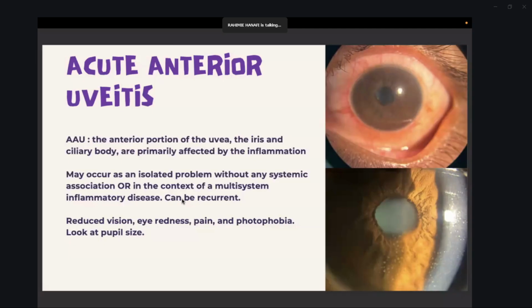So what do these patients have? They can have reduced vision, eye redness, pain, and photophobia. And as I mentioned, try to look at pupil size, compare the right and the left eye. But anterior uveitis can also involve both eyes bilaterally.